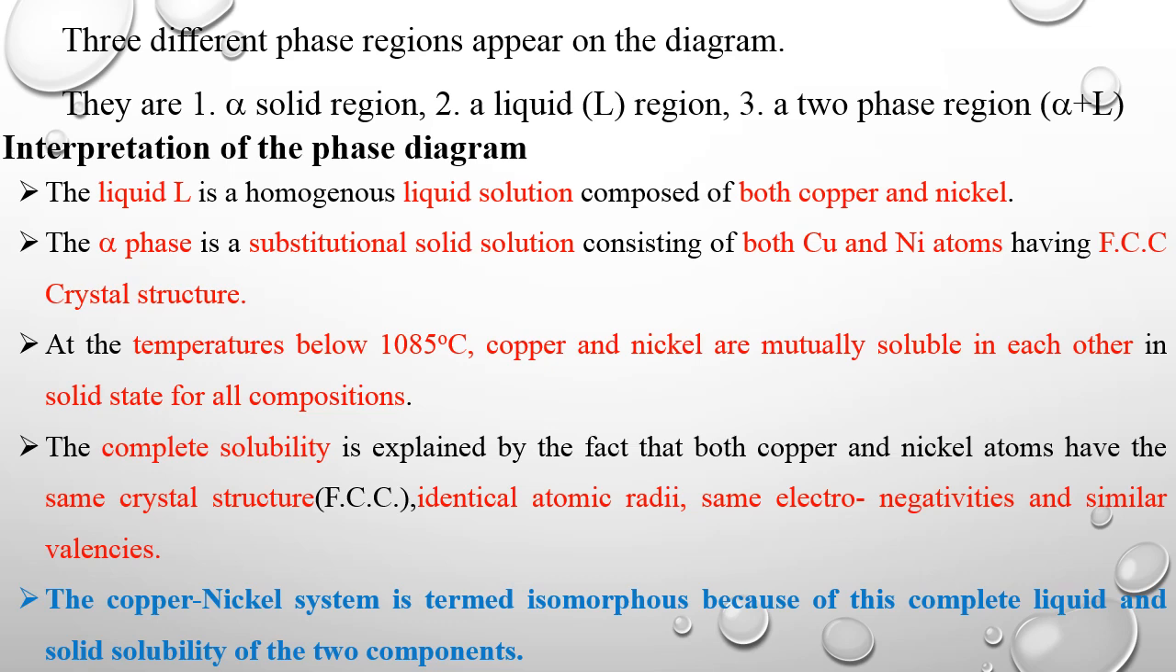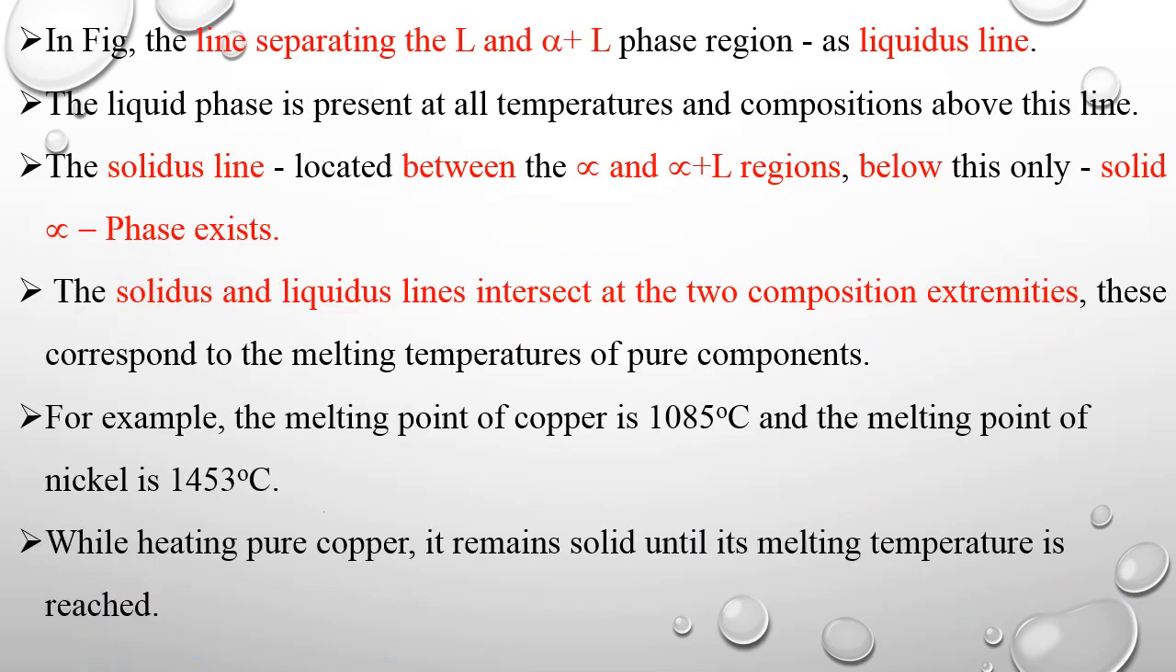Interpretation of the phase diagram shows a homogeneous liquid solution, and the alpha phase is a substitutional solid solution at temperatures below 1085 degrees. Copper and nickel are mutually soluble. The structure is FCC, as the atomic radii and other factors are similar for both copper and nickel atoms. The copper-nickel system is isomorphous because of the complete solubility of the two components.